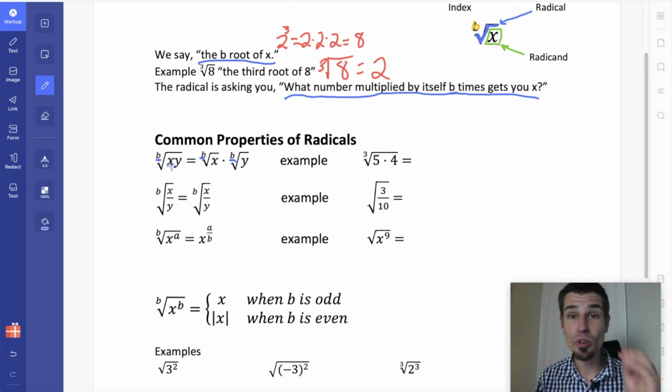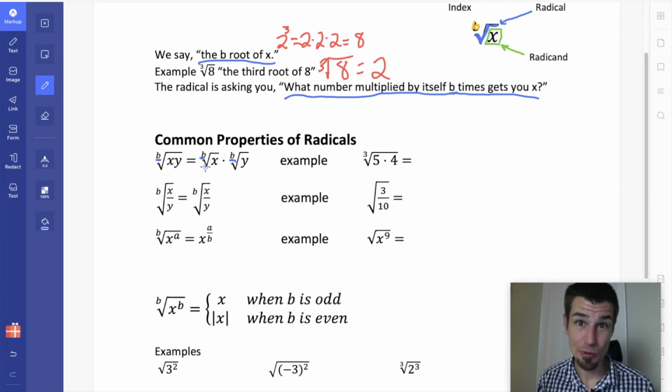So if you are multiplying things, if you have factors underneath your radical, you can actually split those factors up into 2 separate roots and have their own little radical. This property is going to come in very handy when we start simplifying radical expressions. But just for now, let's look at an example. Let's say we had the third root of 5 times 4. We have 2 factors here, 5 and 4, and they're under the radical. 5 and 4 are factors, and they are the radicand.